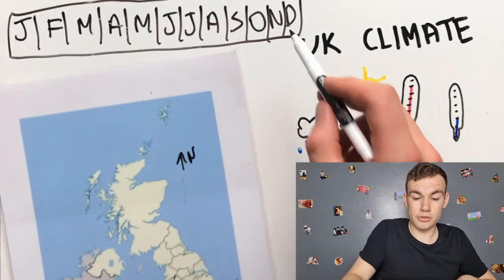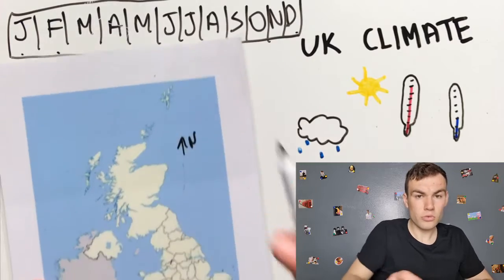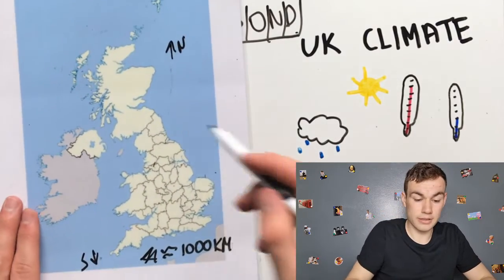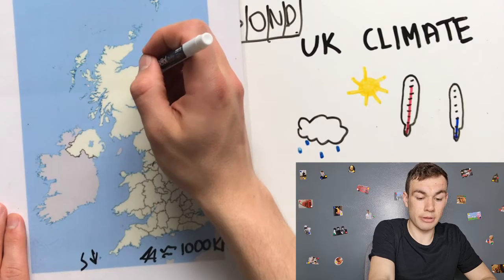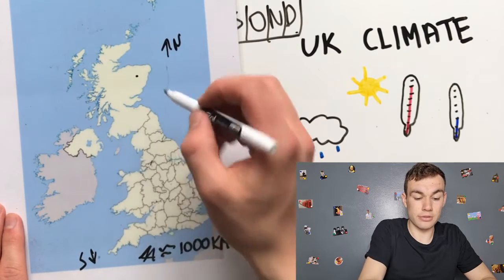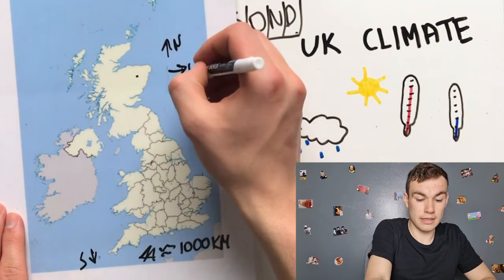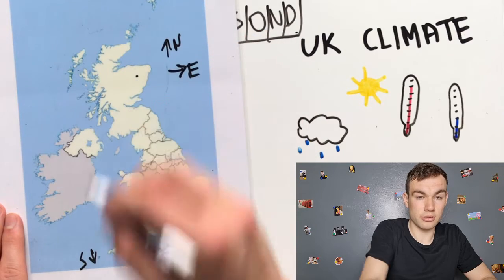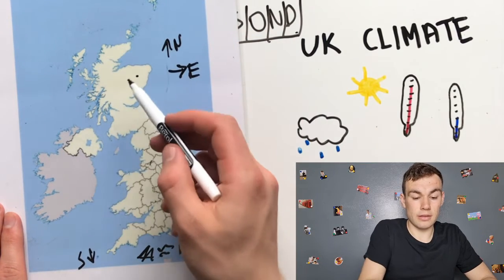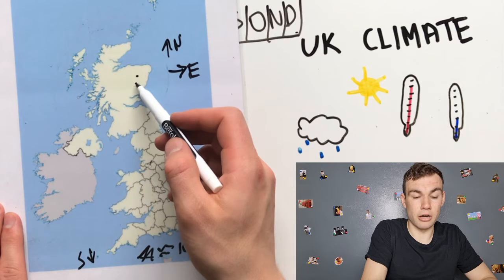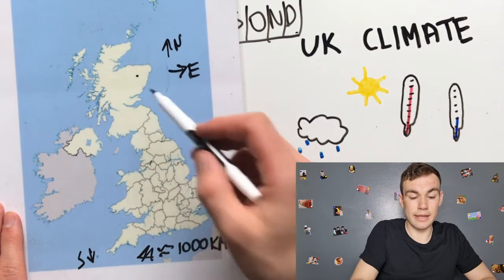First, okay, I will talk about the winter. The coldest place in the UK is about here in Scotland, in northeastern Scotland. A little town called Braemar is the coldest place in the UK.